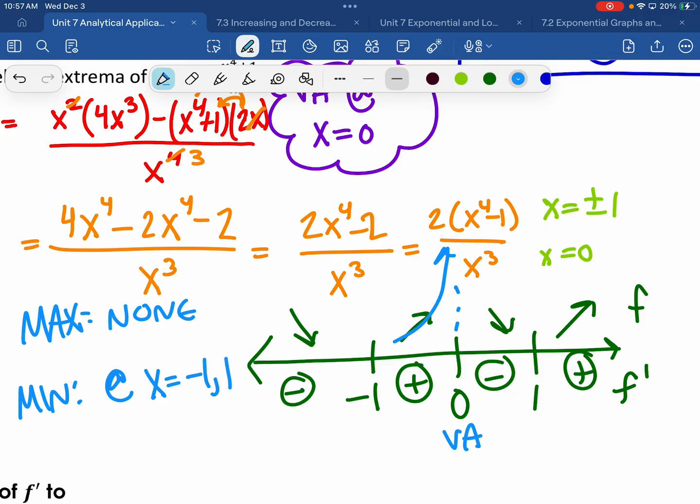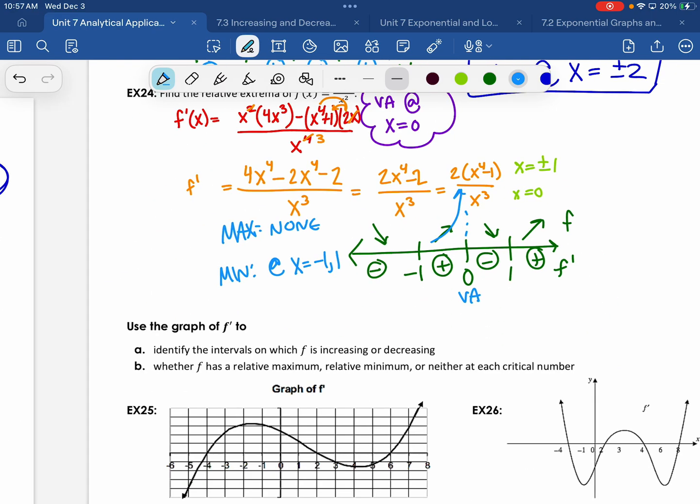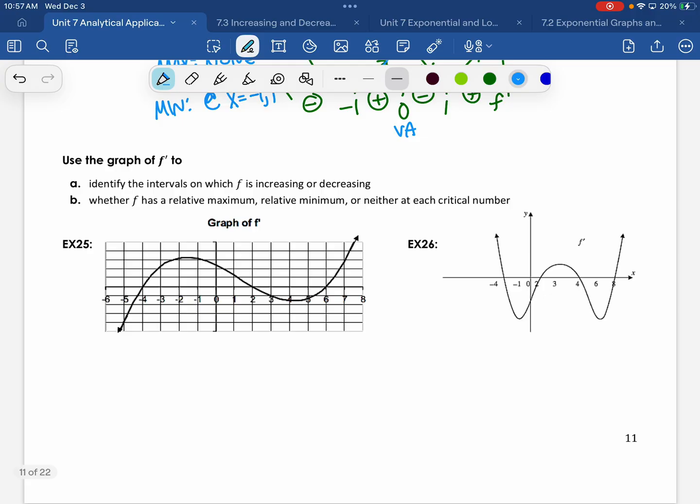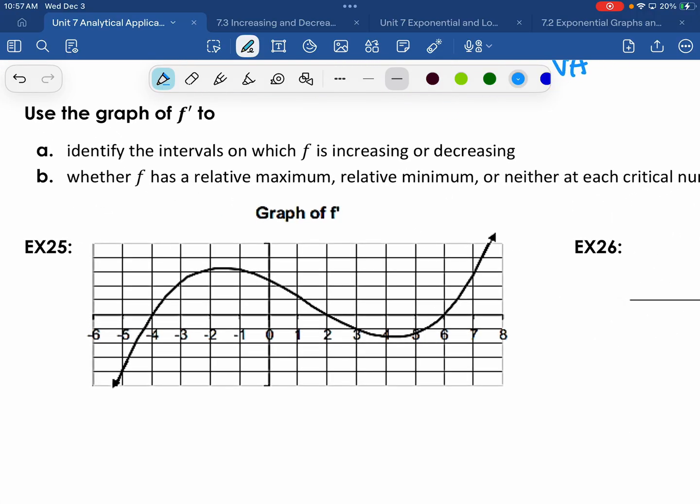Your minimums are at -1 and 1. All right, so the last part here, because a lot of times on the AP test, they're not going to give you functions, they're going to give you graphs. And they're going to give you graphs of the derivative. And they're going to ask you stuff about the original f. So part A says identify when the interval is increasing and decreasing. So think about what that relationship is. What is special about f prime when your function's increasing?